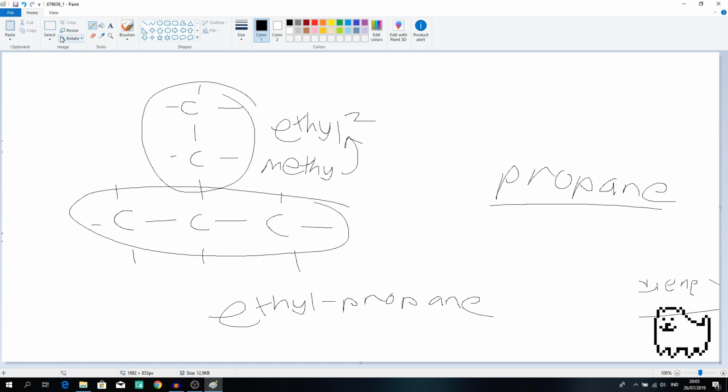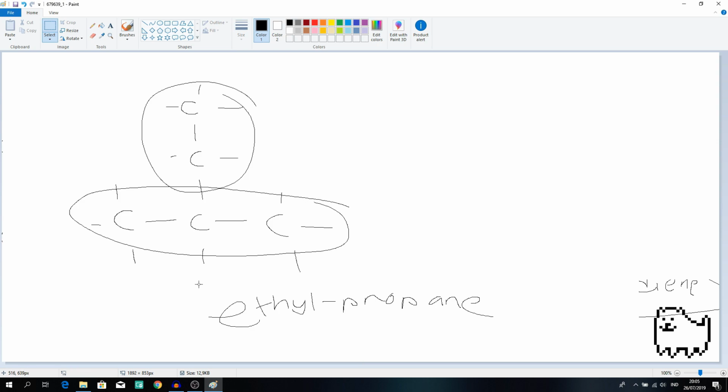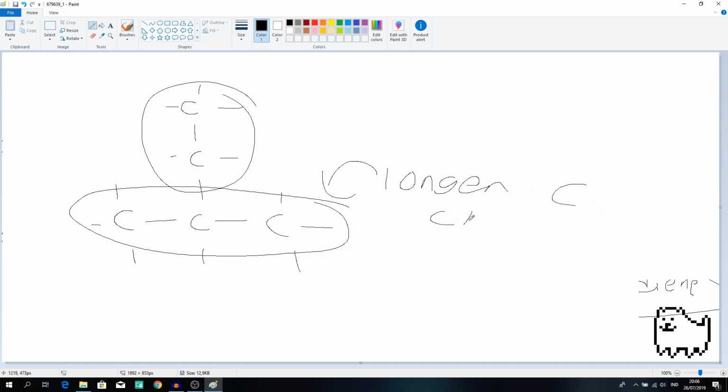But the thing is, I said earlier, this is a trick question. This is not ethyl propane. Woo, plot twist, mind blowing. This is a trick question because you would be wrong if you followed this approach from the very first step, which is the identification of the longer carbon chain.